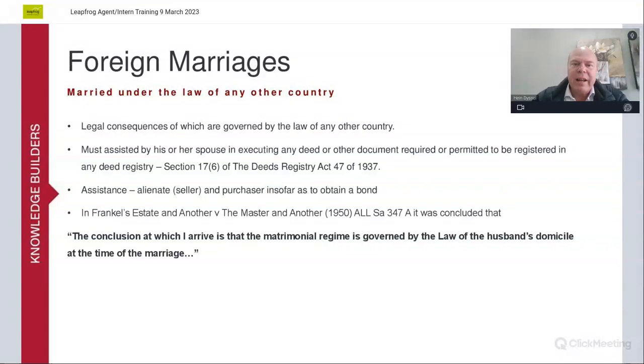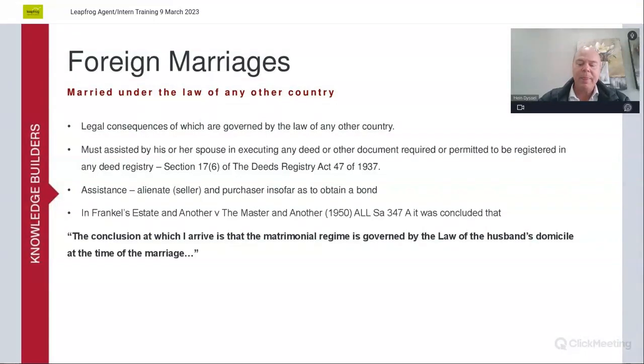However, as soon as you sell that property, we don't know. What are the rules and regulations in Mauritius? Do they have similar things to South Africa? Because if it's in community of property, then your spouse must consent. If it is out of community of property, then obviously, yes, your spouse does not need to consent if the property is just in your name. But we don't know what those rules and regulations are.